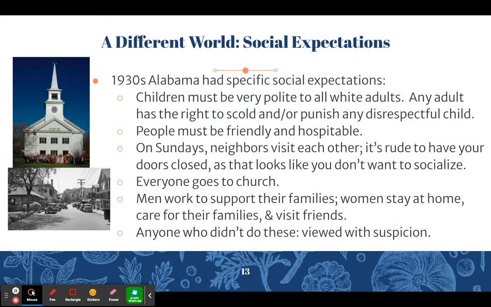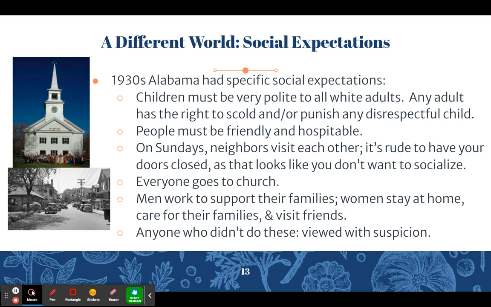Okay, next we're going to talk about the social expectations that were very different at this time. So in the 1930s in Alabama, there were very specific social expectations. Children had to be very polite to all white adults. Any adult would have the right to scold or punish any child for being disrespectful. So it's not like, okay, well, you're not my dad, so I can say whatever I want to you. Any adult could scold you or punish you if you were being disrespectful.